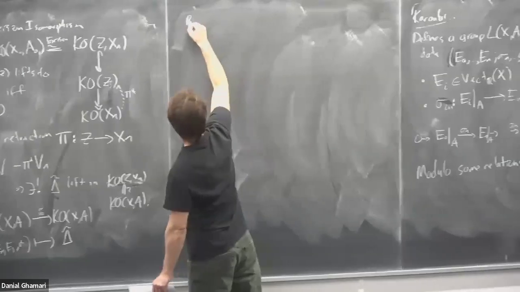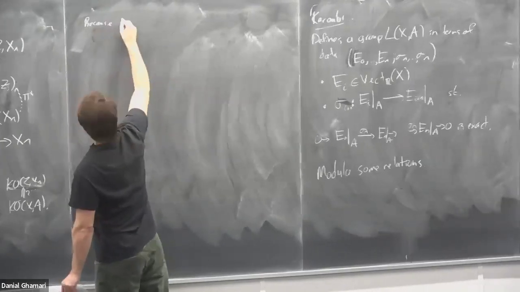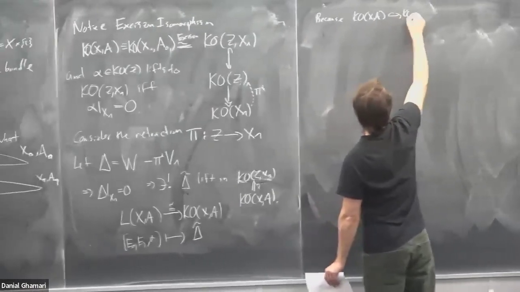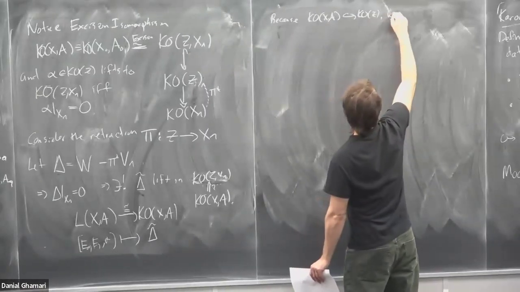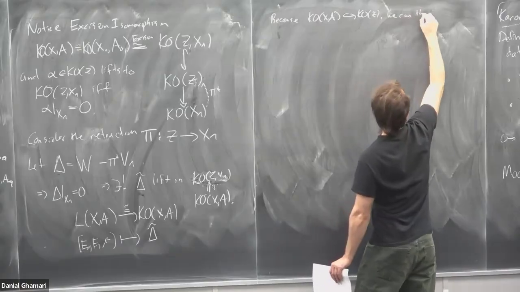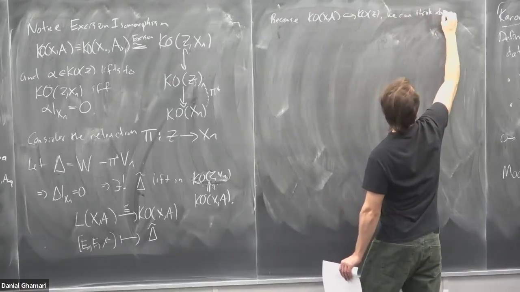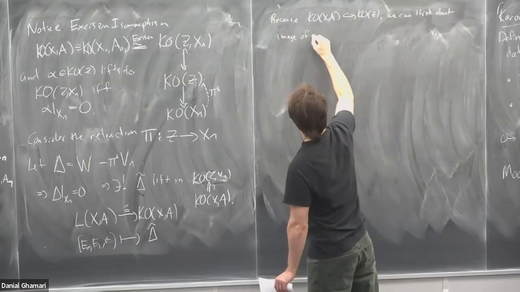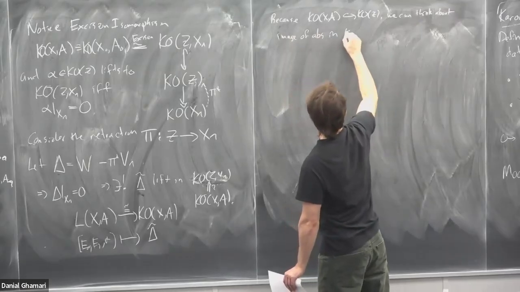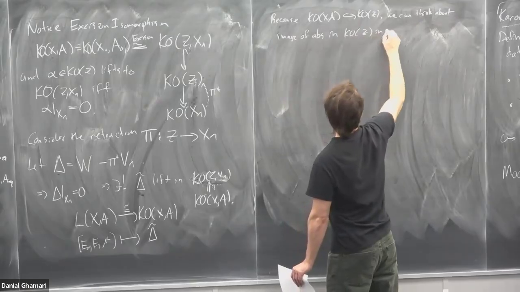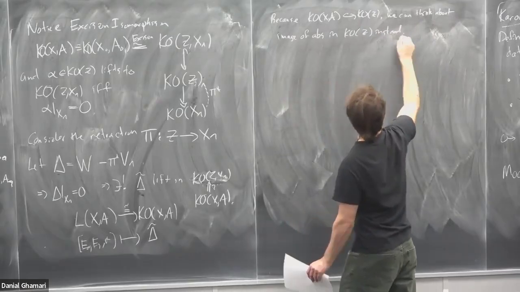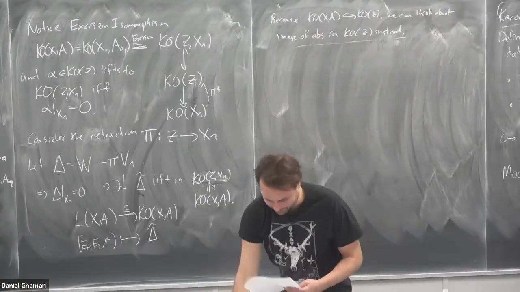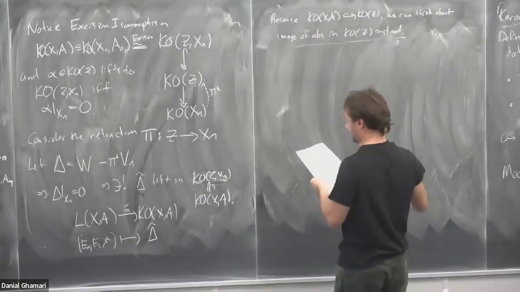So because KO of A embeds in KO of Z, we can think about the image instead.